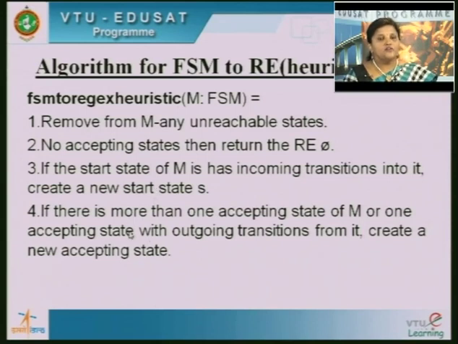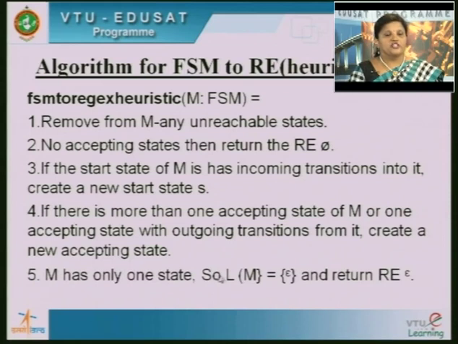So here also, sometimes in finite state machines we will be having more than one accepting state. In that case, what we have to do is create another accepting state, with epsilon transitions from all the accepting states to the new accepting state. Okay. So this procedure we need to follow before converting the finite state machine to a regular expression.